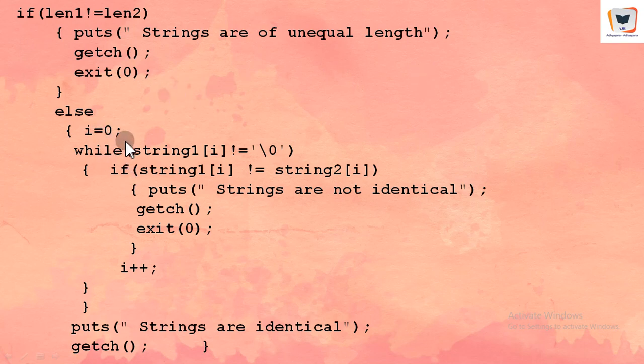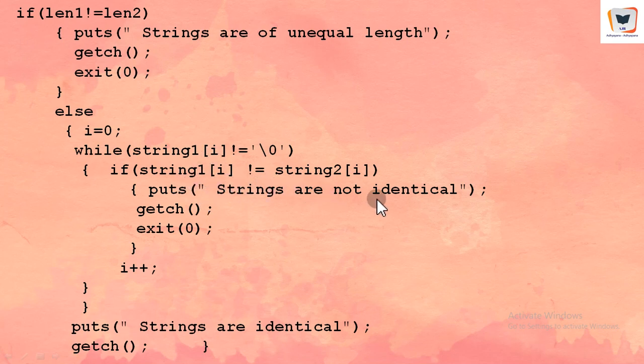Else, i = 0. We are comparing character by character. Still string1 does not reach the null character. If string1[0] is not equal to string2[0], or anywhere if this condition is met, then the strings definitely will not be identical. I repeat, anywhere within the strings, because else will work if and only if both the strings are of equal length. Therefore i is chosen.